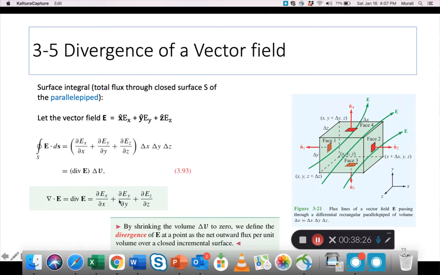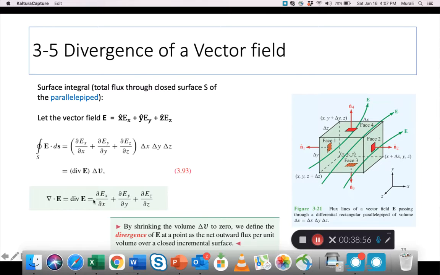Here's a definition. As I told you, if you take the del operator and do a scalar product on a vector, then you call that divergence E, or div E, which is ∂/∂x of Ex, ∂/∂y of Ey, ∂/∂z of Ez, where Ex, Ey, Ez are scalar components of E. So that is the proper definition.